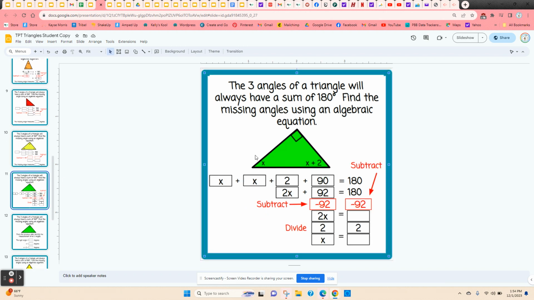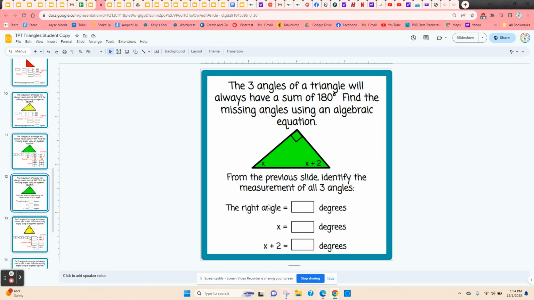Now they're shown what to do if they have variables for two of the angles. So here, if they add all three together, they get x plus 2 plus 90. And then they're shown how to solve this. So students are just going to do the subtraction here and then find the answer.